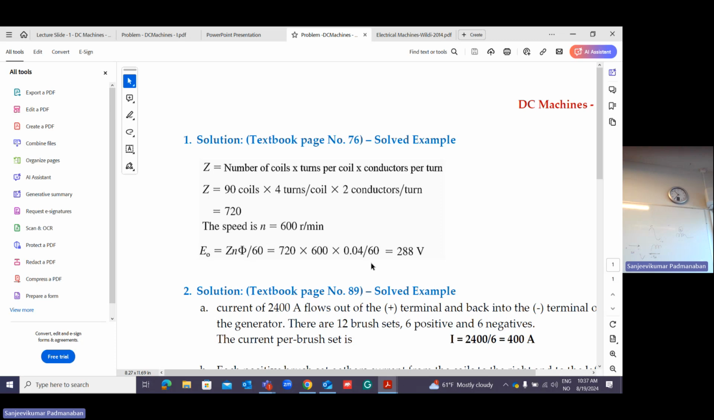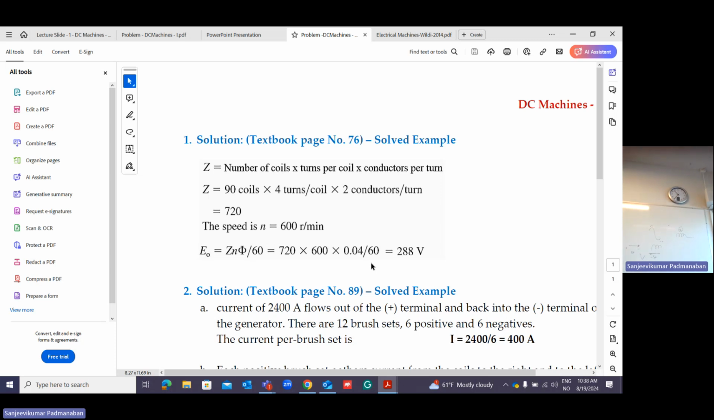How to calculate? Number of coils. How many coils you used? Multiplied by turns per coil. How many turns? For example, if given 4 turns, then here I'm going to keep in one slot 4 turns. Then conductors per turn. How many conductors you are using per turn is already given in the problem too. So you multiply all, you get 720.